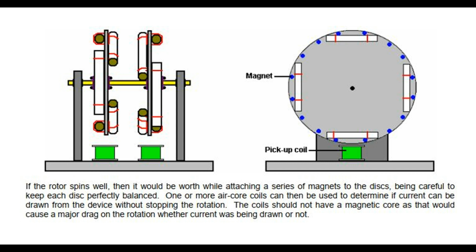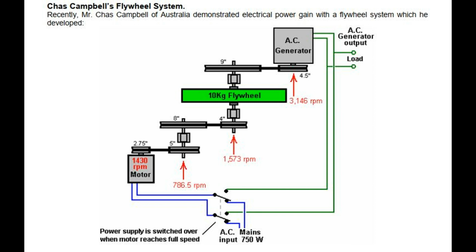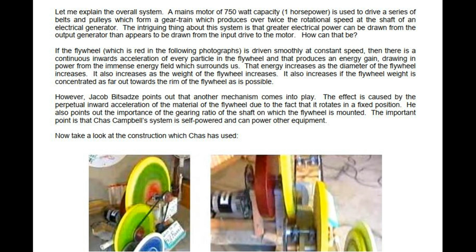Chas Campbell's flywheel system. Recently, Mr. Chas Campbell of Australia demonstrated electrical power gain with a flywheel system which he developed. Let me explain the overall system. A mains motor of 750 watt capacity, 1 horsepower, is used to drive a series of belts and pulleys which form a gear train which produces over twice the rotational speed at the shaft of an electrical generator.